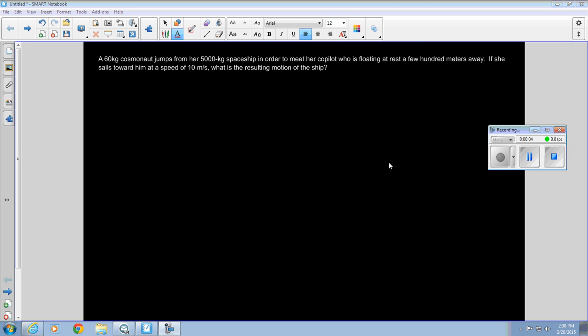We have a situation where we've got a cosmonaut or astronaut, whatever you want to call it, who jumps from a spaceship in order to meet a co-pilot who's floating at rest a few hundred meters away. Turns out in this problem, we don't really care about the fact that our co-pilot's a few hundred meters away, because we know what speed she jumps off the ship and we want to know what the resulting motion of the ship is.